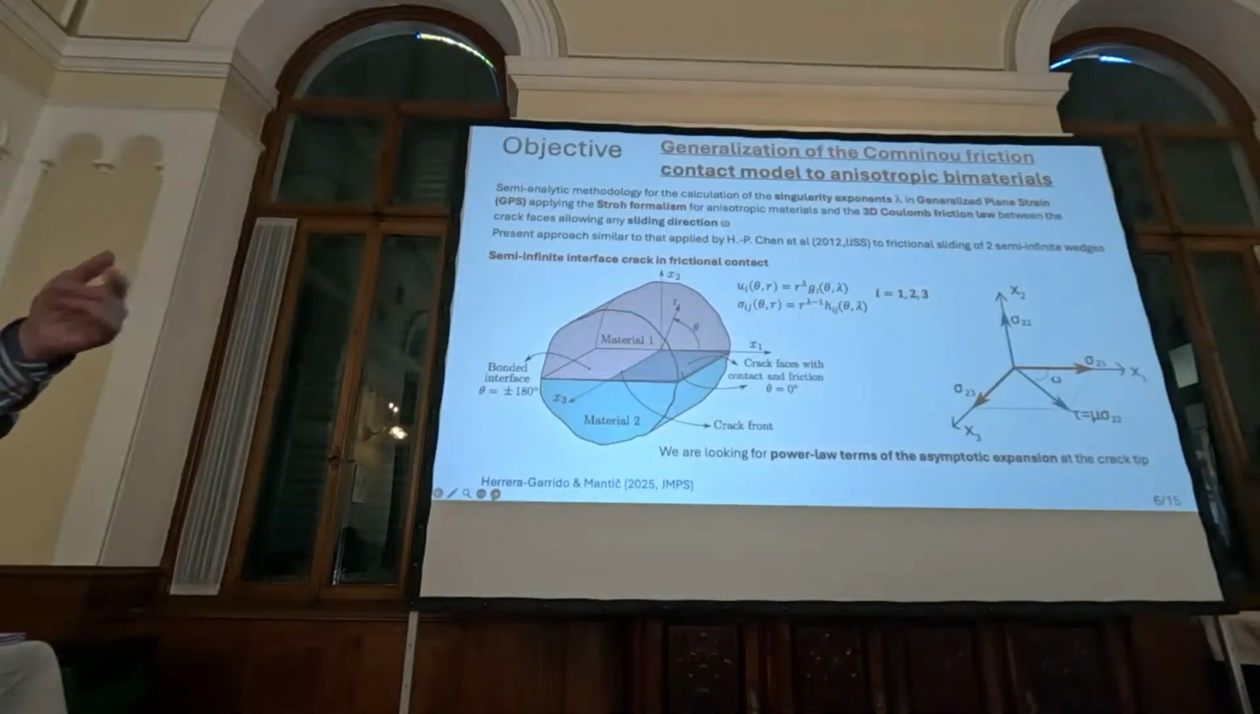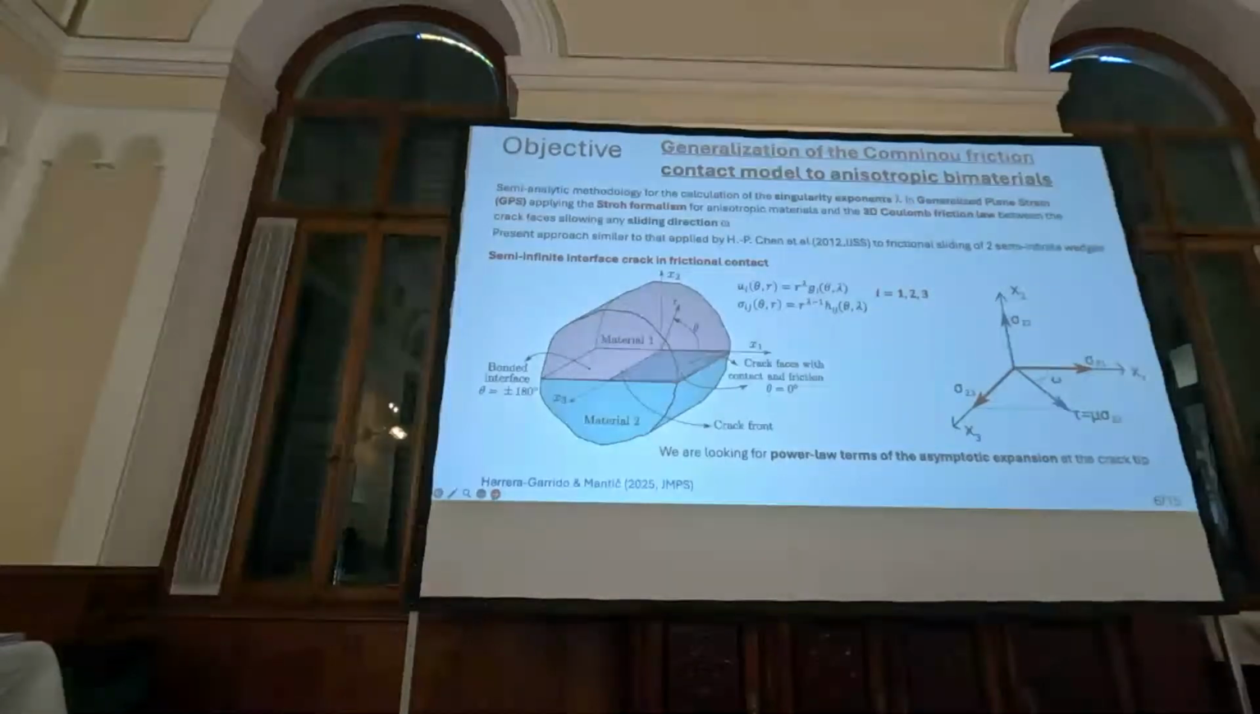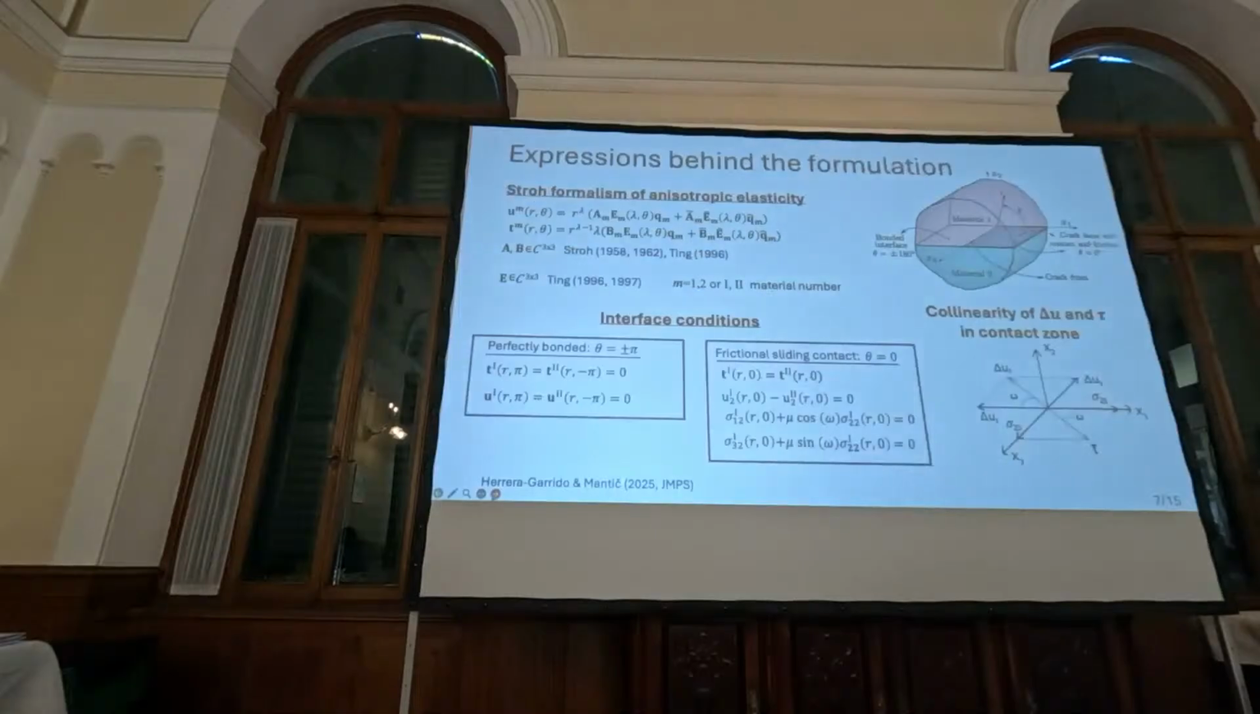Our procedure is similar to the procedure by Chen for frictional sliding of two semi-infinite edges. So the considered configuration is like this. We consider the crack in the plane x1, x3 located on the positive part of the axis x1 and the perfectly bonded part of the interface on the negative part of the axis x1. We consider any direction of the friction stress vector. So we are looking just for power law terms of this asymptotic expansion.